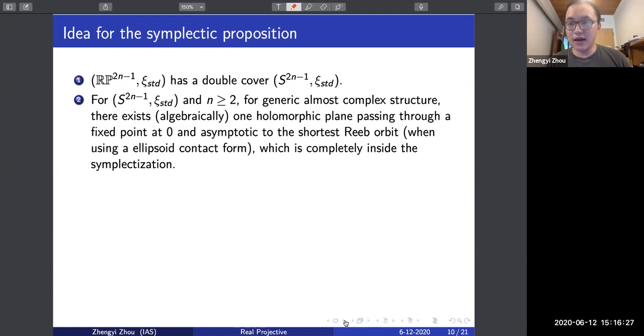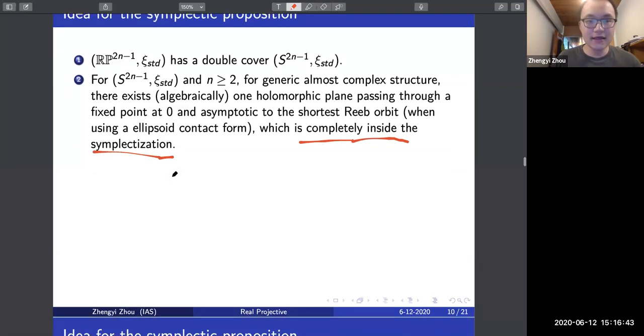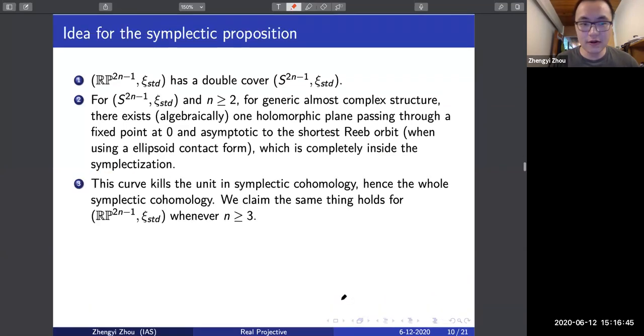Okay, and this curve is completely contained inside the symplectization. The last part, being completely contained inside the symplectization, is where I use the condition n is bigger or equal to 2. The significance of this holomorphic curve is that it kills a unit, which is represented by this point constraint. So the existence of this curve says the unit is a coboundary in the symplectic cohomology. And if you kill the unit in a unital ring, you kill the whole symplectic cohomology.